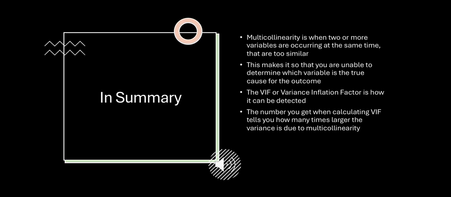The number you get when calculating VIF tells you how many times larger the variance is due to this multicollinearity.